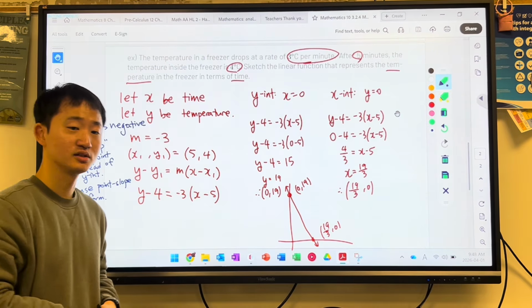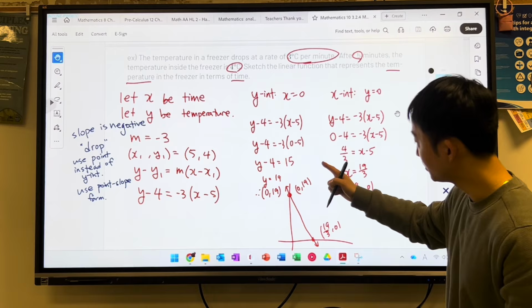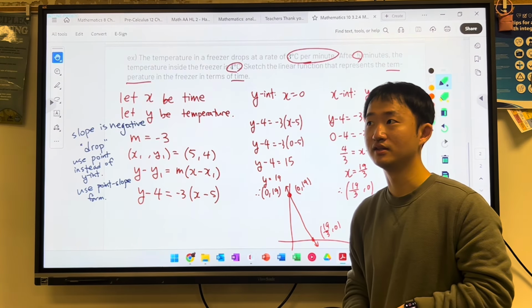After that, the process is quite clear. We find the y-intercept, we find the x-intercept, and we plot the points and we put a line through them. And that is the final answer.